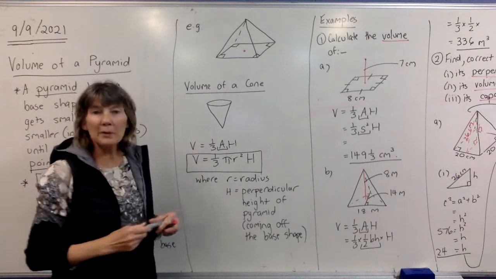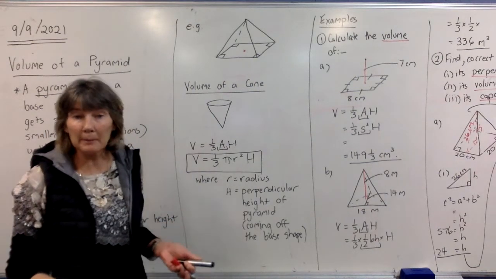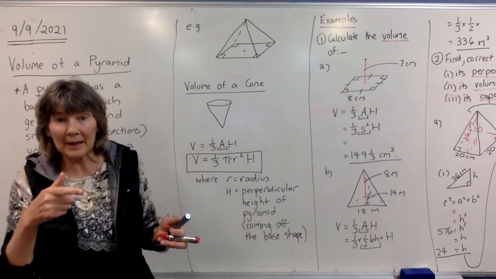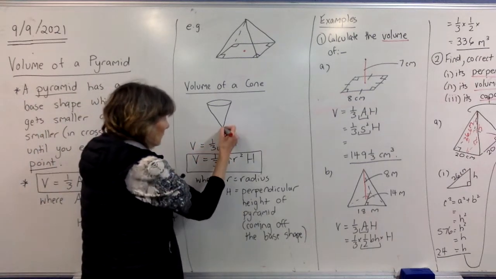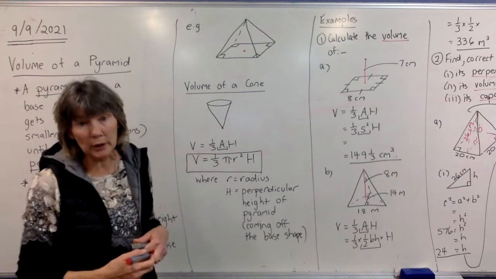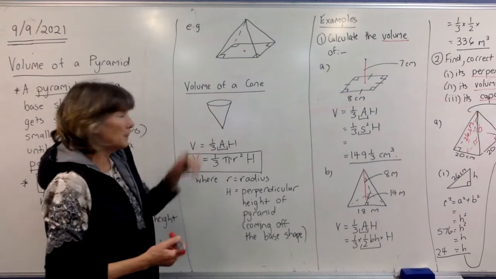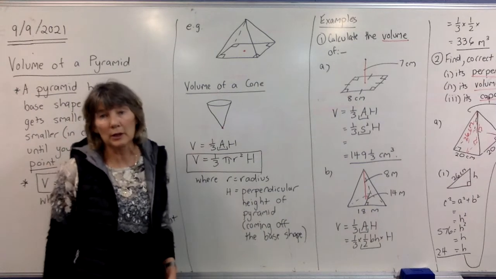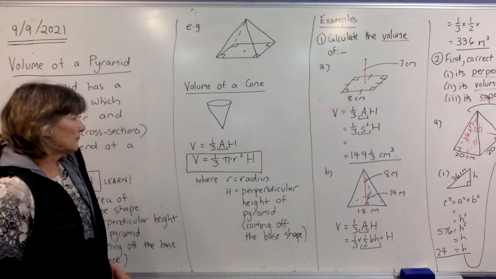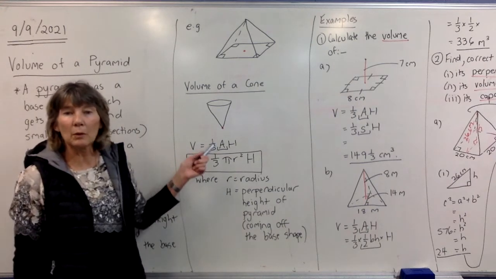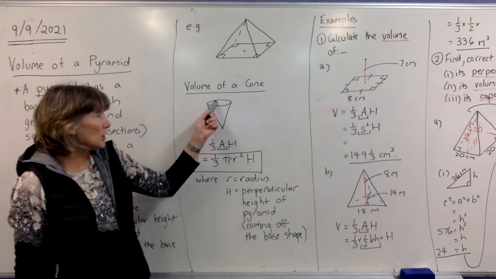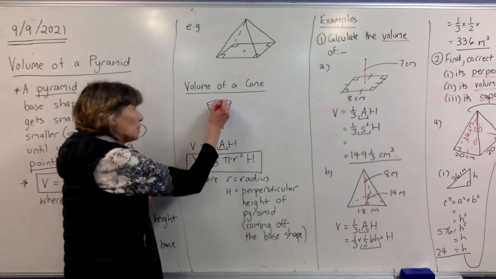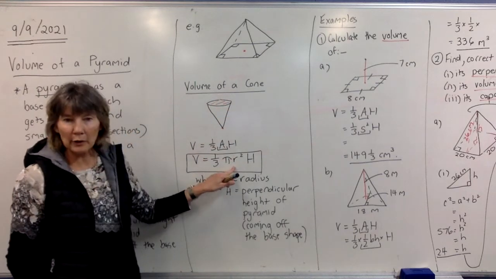Okay, volume of a cone. A cone, remember, still has a circular base. It's still going to a point. There it is. So it's really a circular pyramid because it's got a circular base. But instead of calling it a circular pyramid, we call it a cone. It still has the volume formula 1/3 AH. But in place of A, because it's got a circular base, we put pi r squared in for the area.